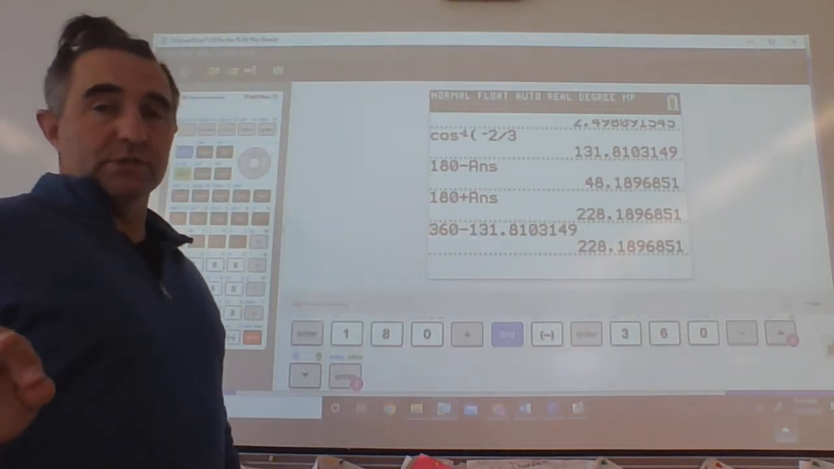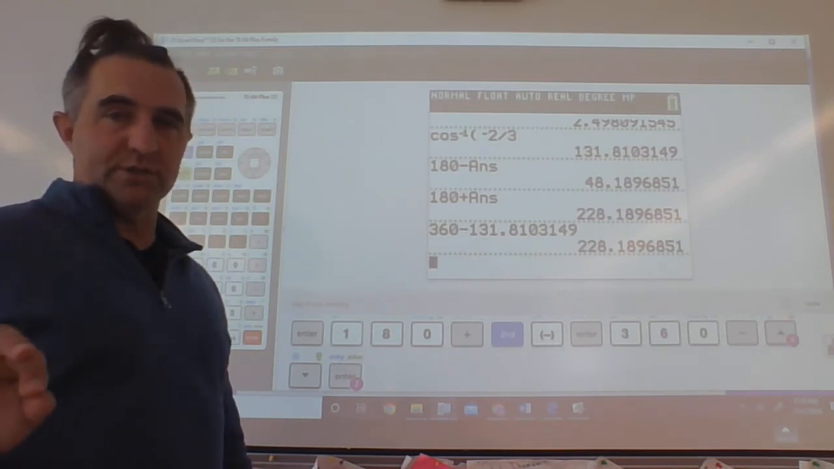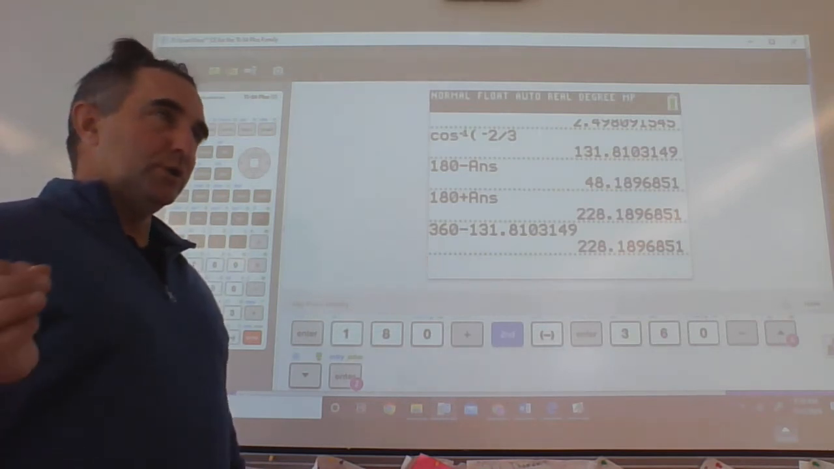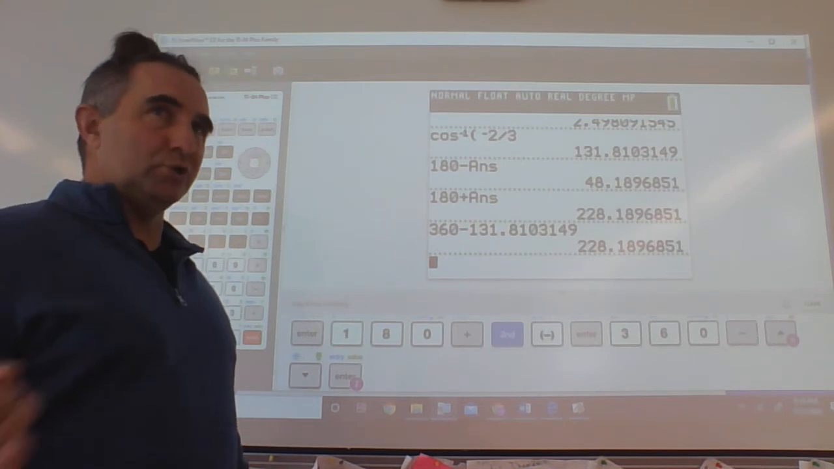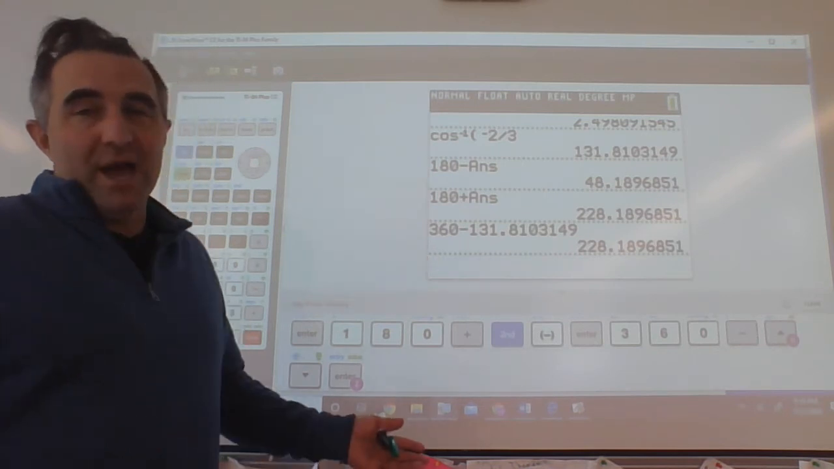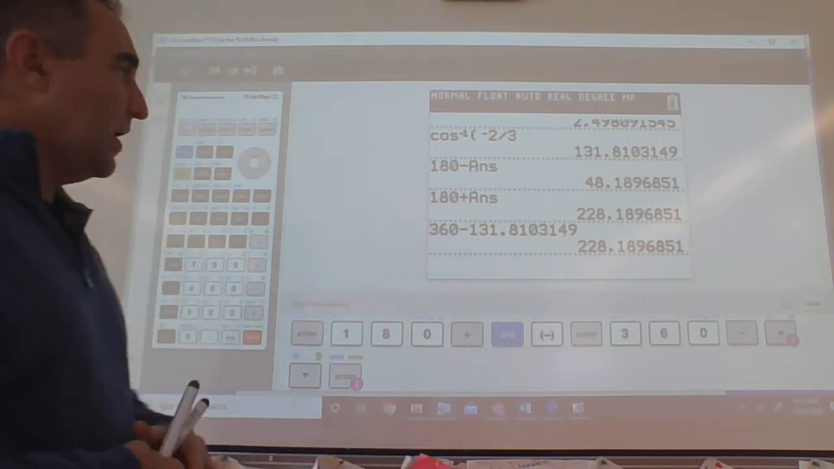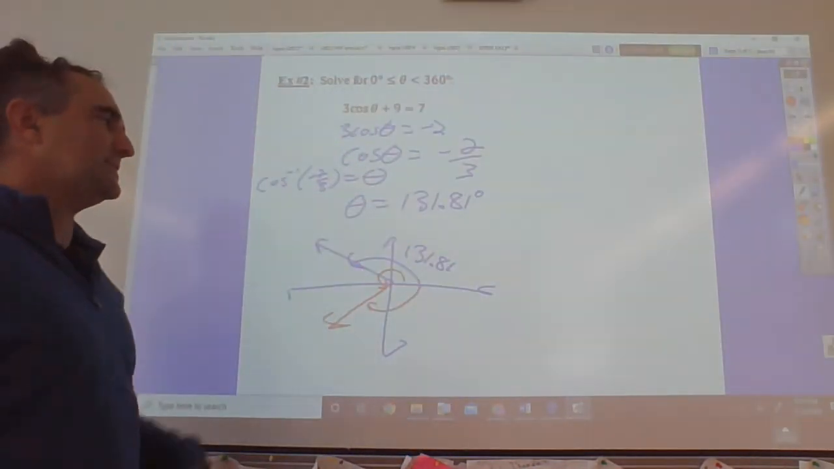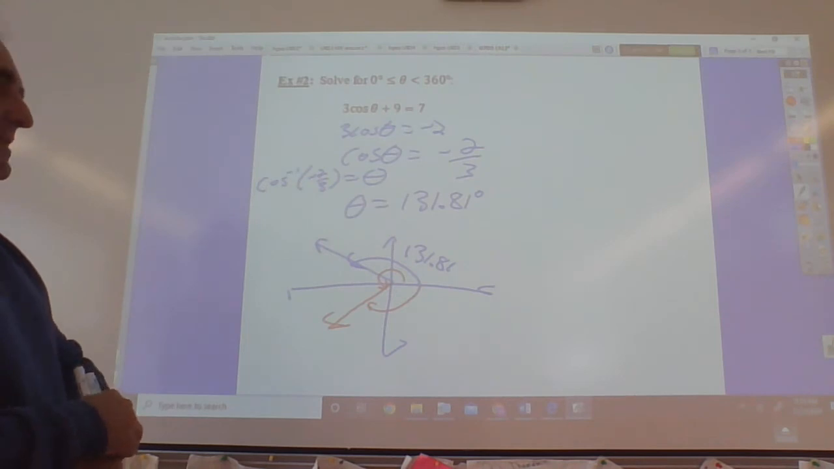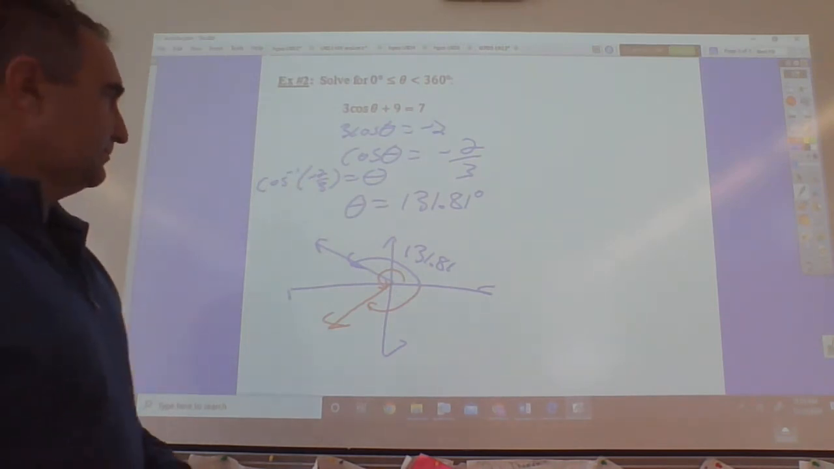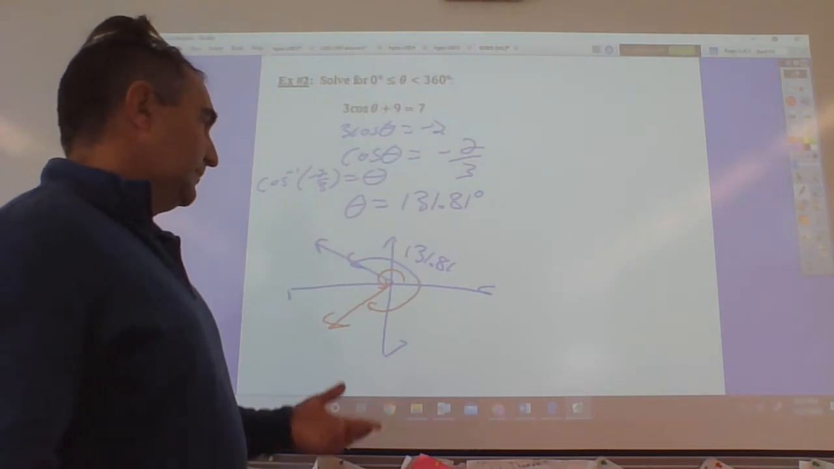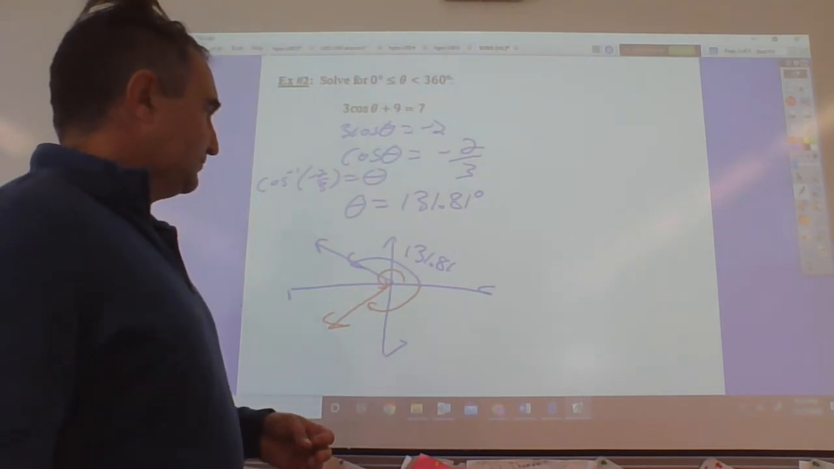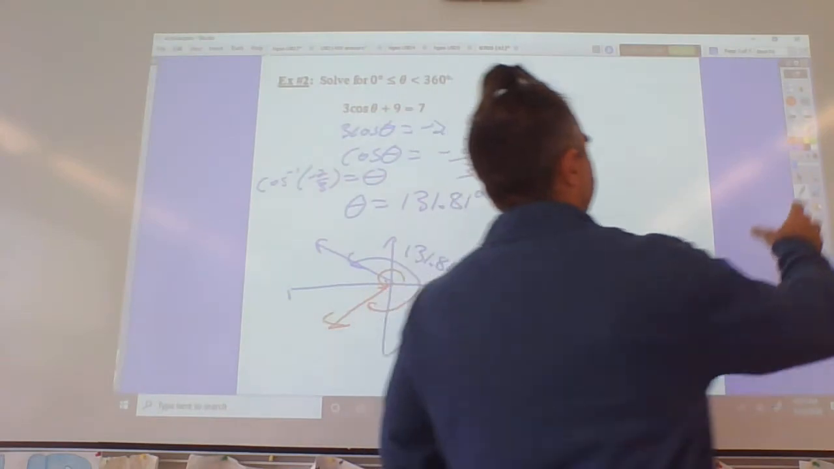That only works for cosine. It only works for the cosine negative ratio. So do you want to memorize a special rule just for cosine negative? I don't know. I don't. But it's there if you want to do it. If that makes sense to you, you see that visually, oh yeah, I get that, then by all means use it. So, all right. Moving on.